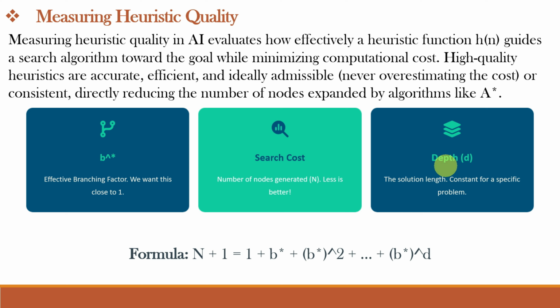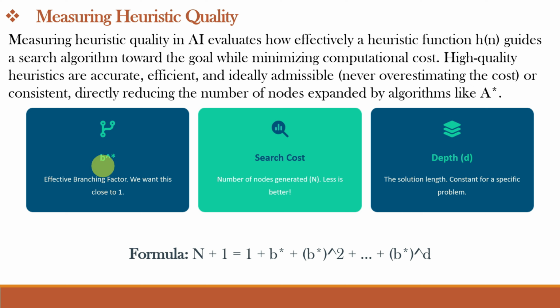Depth D is simply the total length of our final solution path, while the search cost is the total number of nodes, capital N, the computer had to generate to find that path. We want our search cost to be very small, and for that our B star should ideally be as close to 1 as possible. If B star is close to 1, it means our search is very direct and efficient, almost like a straight line to the goal instead of a wide, messy tree.